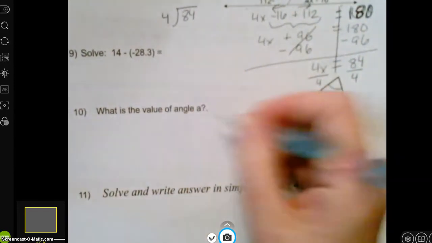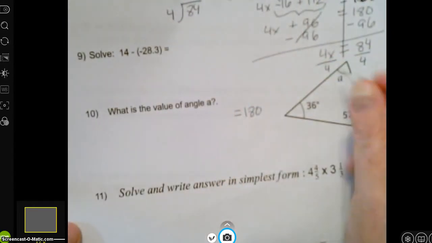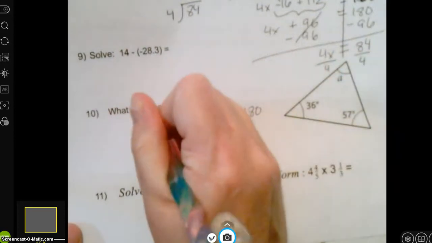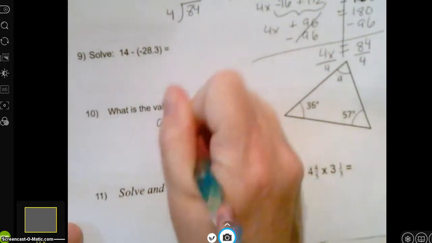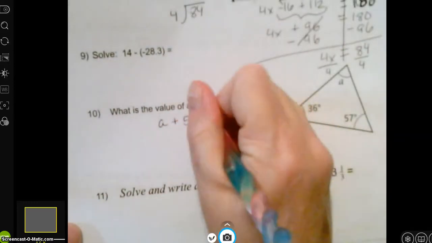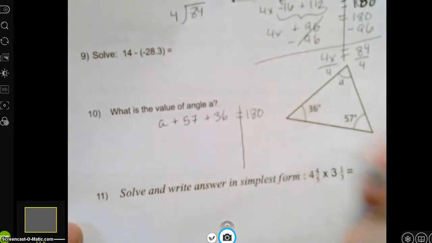Now, number 10 is almost the same, guys. I know you want to find what A is, so what I would do, again, endpoint for a triangle is the same as for supplementary. It goes to 180, right? And we add these. I'm not actually going to solve for A, but I am going to set this up because I want to make sure that you're solid on writing your equations. Some of you are still struggling with this one. So all we do is our angles add up to 180. So A plus 57 plus 36. Your job is to solve that.